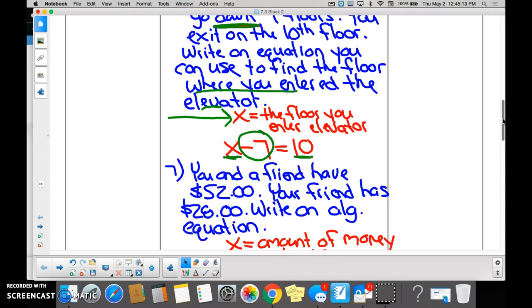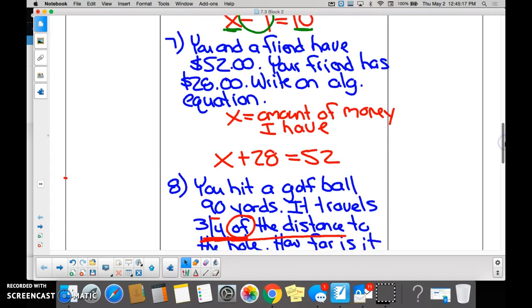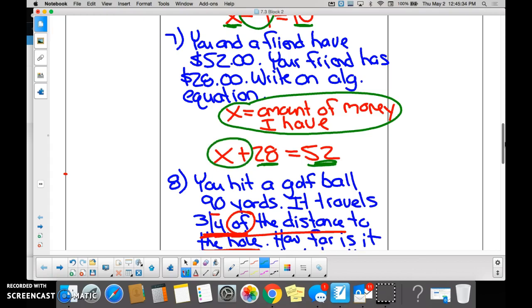No. All right, you and a friend have $52. Your friend has $28. Write an algebraic equation. What don't we know, or what do we want to know? How much money you have, or I have, right? So if your friend has $28 and you have a total of 52, what are we going to do? Add x, which is how much you have, right? Okay.